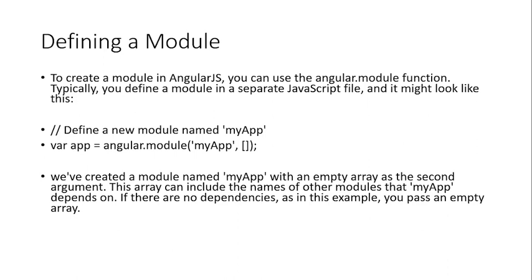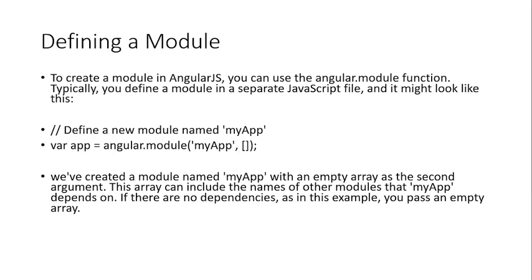You define a module in a separate JavaScript file, and it may look like this example. var app = angular.module('myapp', []). What is myapp? myapp is the name of the module that I have created. How am I going to create a module here? By means of angular.module. Near myapp, you can see there is an empty array. This is accepted as the second argument. This is the first argument and this is the second argument, right?